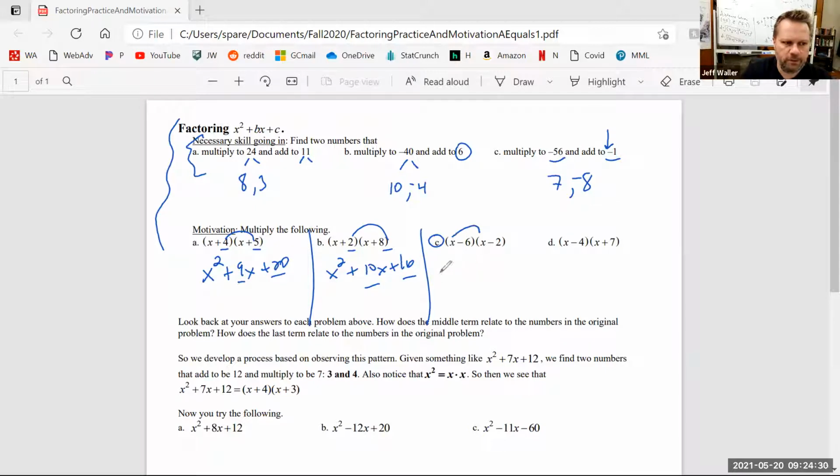Just to do these real quick, x squared minus 2x minus 6x plus 12, so x squared minus 8x plus 12. And sure enough, negative 6 plus negative 2 is negative 8, and negative 6 times negative 2 is 12. So the pattern still holds.